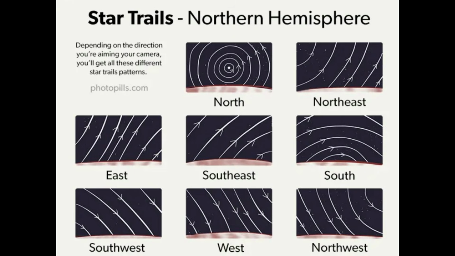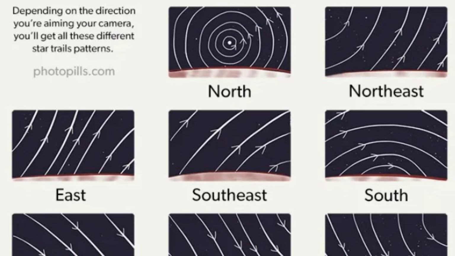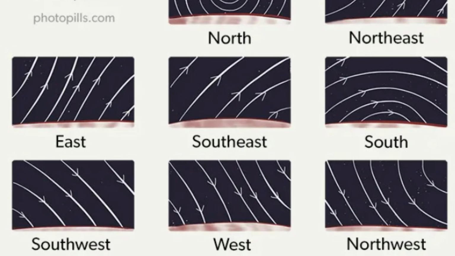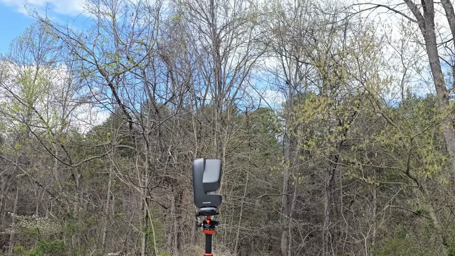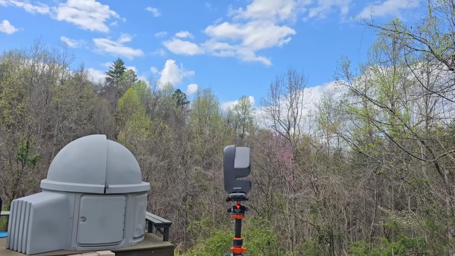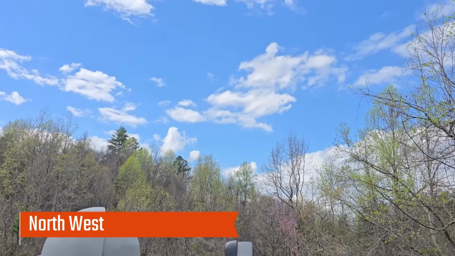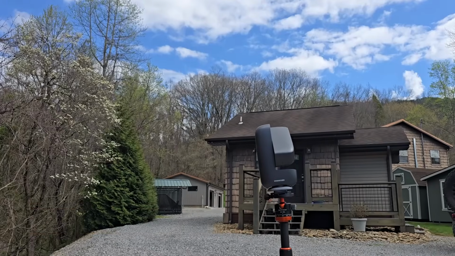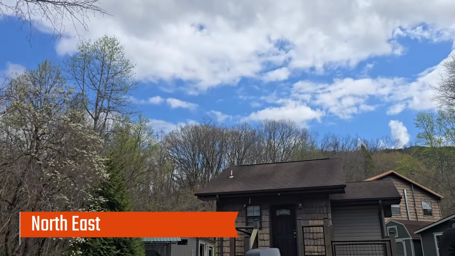Now that you know the different star trail shapes, make a decision and position the telescope. You can combine the different shaped star trails. It is an artistic result and editing, so there is no right or wrong. This is the exact location that I used, directly towards Polaris, and here it is on the northwest. And for a different pattern or style, it can be pointing to the northeast.